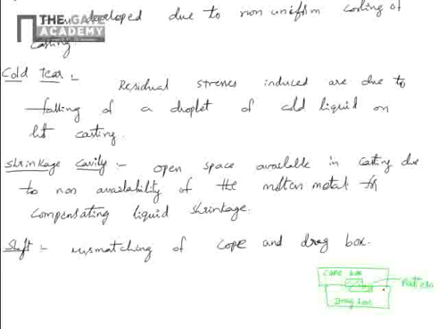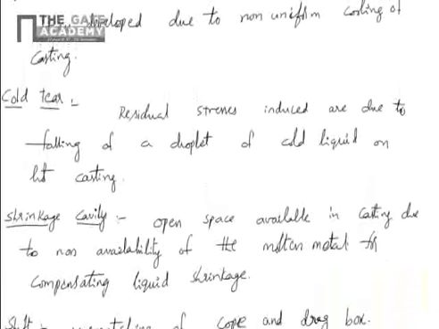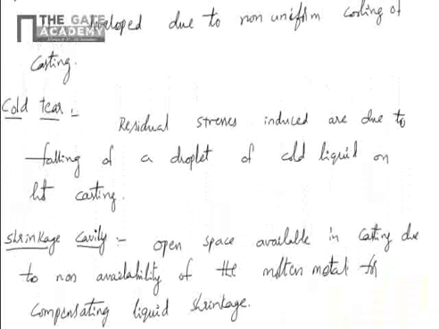We need to produce a rectangular casting, but we are not aligning properly. The cope and drag boxes are not aligning properly, so there is a shift in the casting. Due to this, the casting cavity produced is improper, and you will get an improper casting, which is one type of defect.